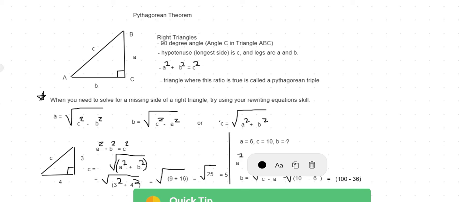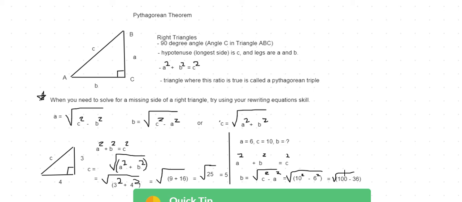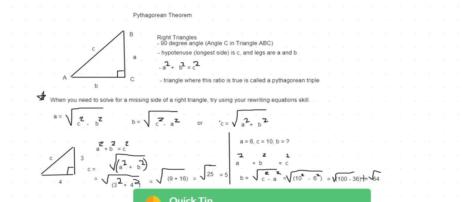All right. I take the square root of that. And that's going to be, well, 100 minus 36 would be 64. And then from here, that would equal 8, because the square root of 64 is 8. So B in this case would be 8.